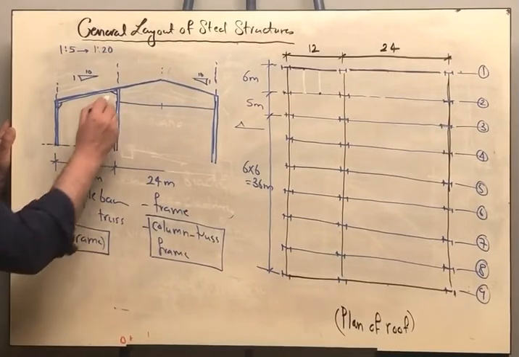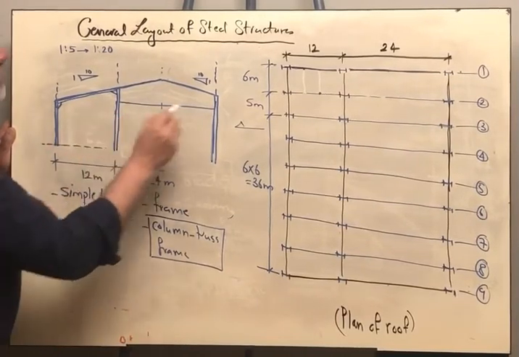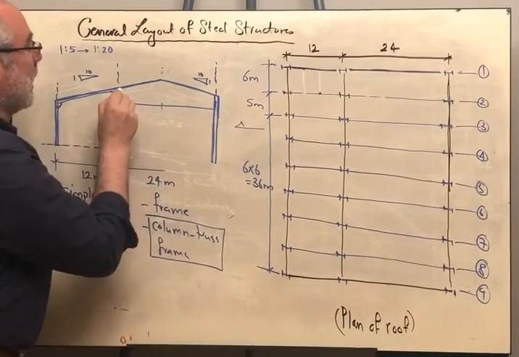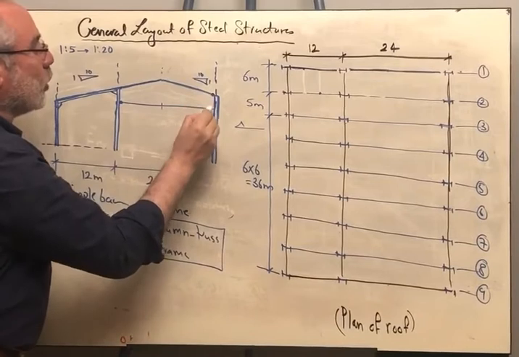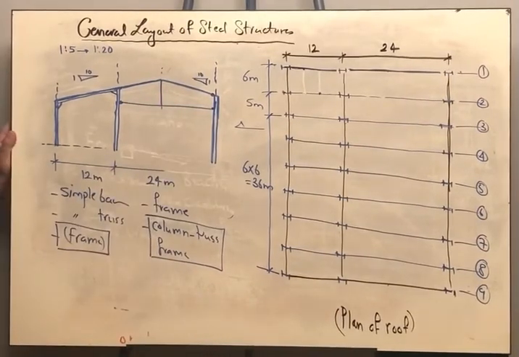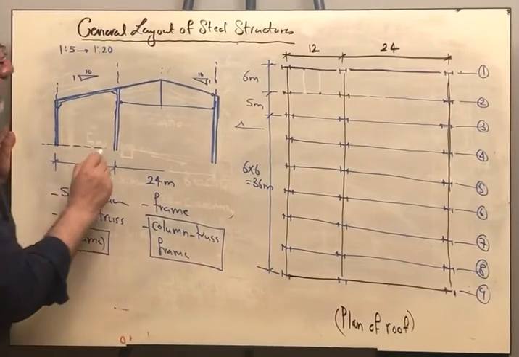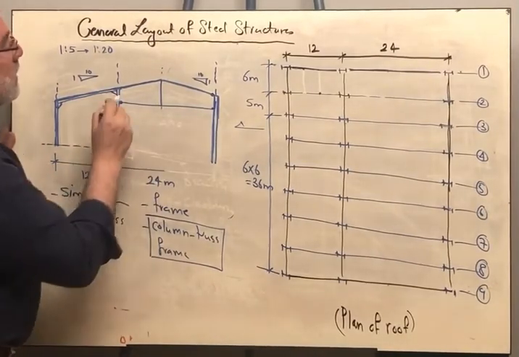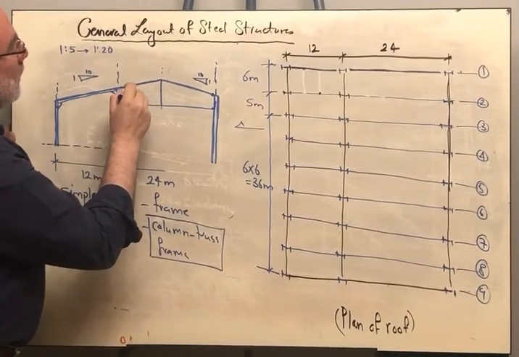Okay? So here I am having a frame, and here we are having a column truss frame. The columns are continued, and the truss is connected to the column from the side. Very good. Okay. Now this is 24, so this is 12 and this is 12. We can divide this into 3.